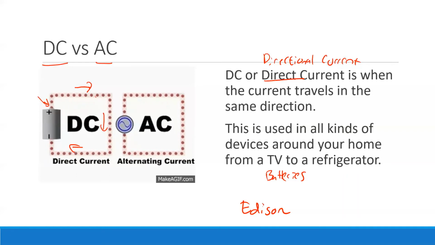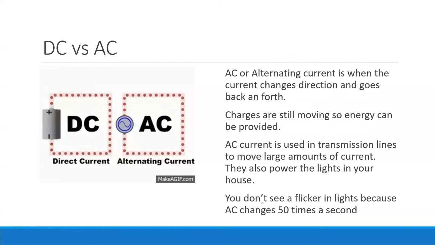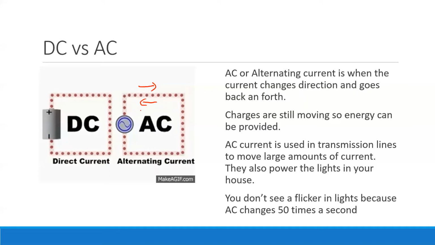What's AC then? AC is alternating current. AC or alternating current is when the current changes direction and goes back and forth. So I want you to watch this one here. It's going to the right and then stops, and then it's going back to the left. And it's going back to the right, and it's going back to the left. And it's going to keep doing this.